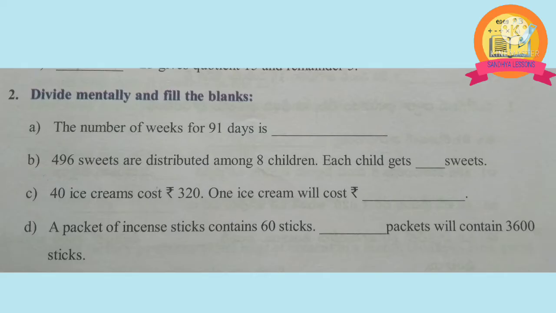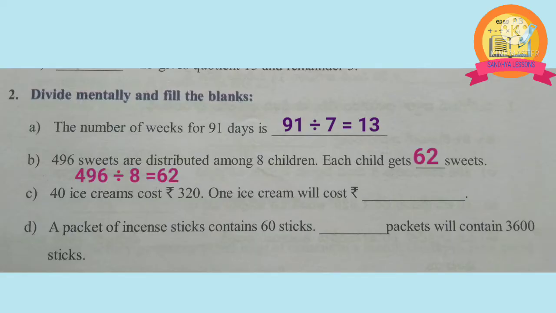Second Roman, divide mentally and fill the blanks. First one, the number of weeks for 91 days is, we have 7 days in a week. Therefore, 91 days makes how many weeks? To get the answer, we shall divide 91 with 7. Therefore, 91 divided by 7 gives 13.